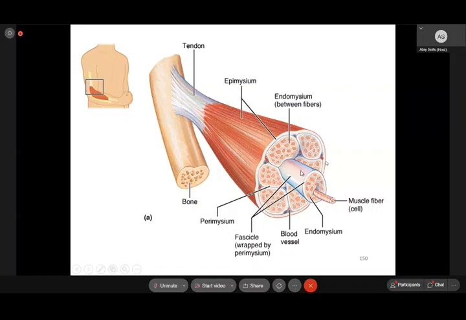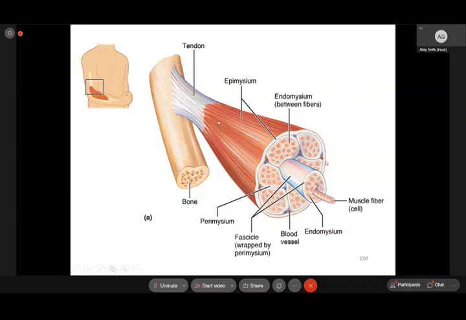Then a group of perimysium forms a single muscle, covered by the epimysium. This one is the epimysium, which covers the entire muscle. And over here, there is also fascia, the deep fascia, that separates the muscle from the other tissues or other structures.